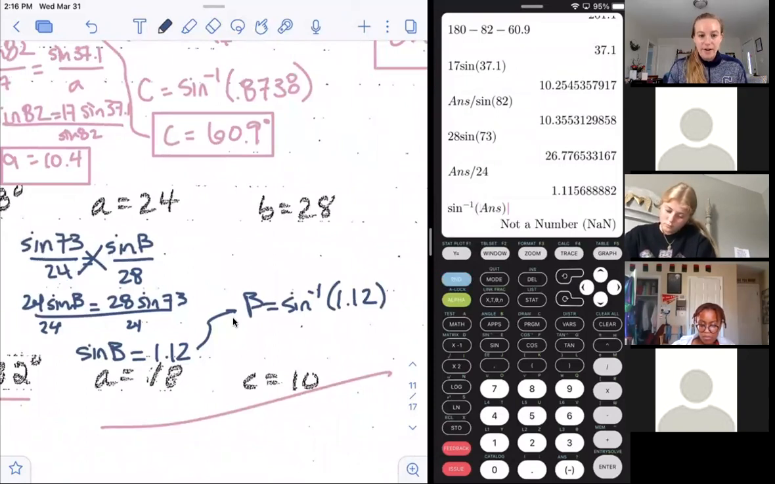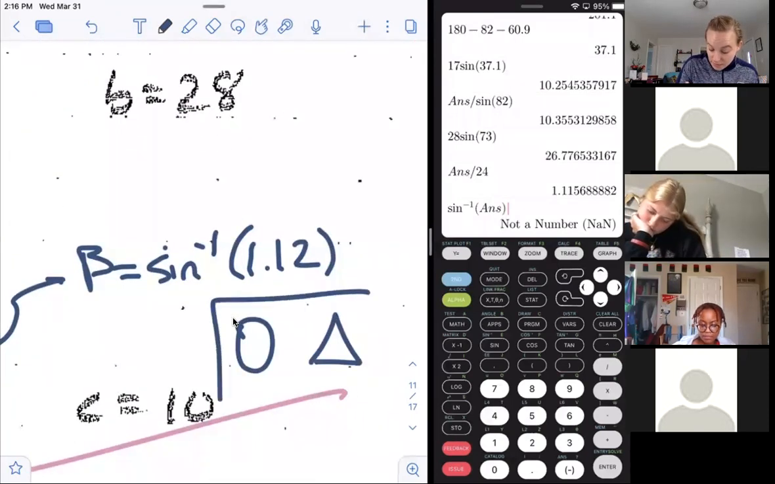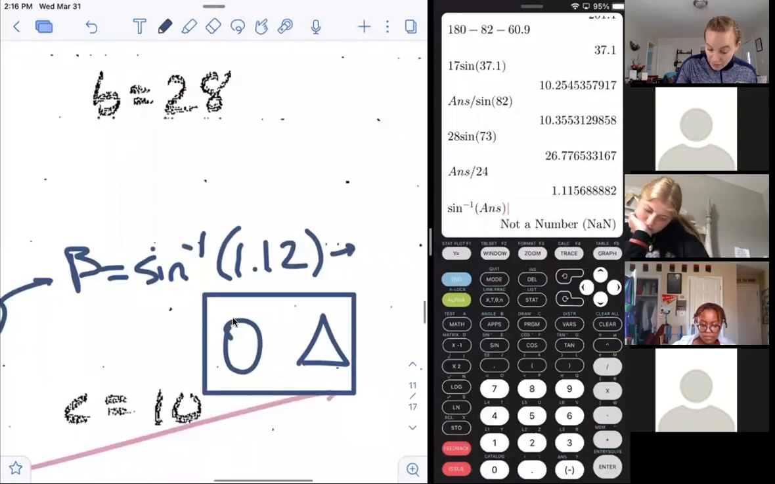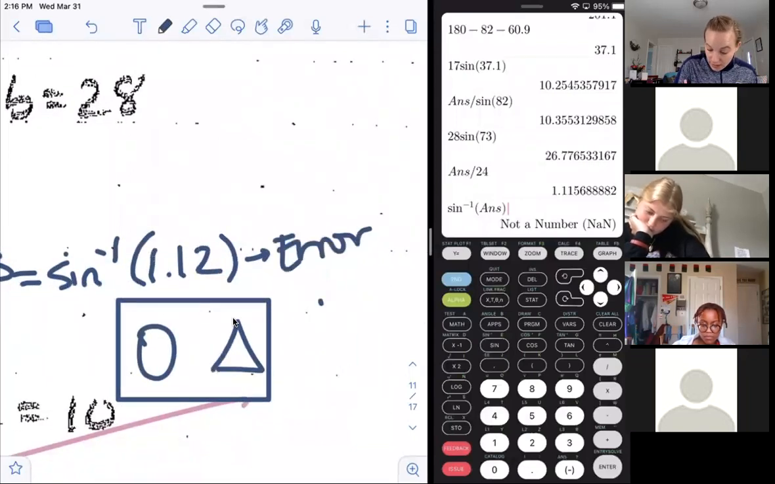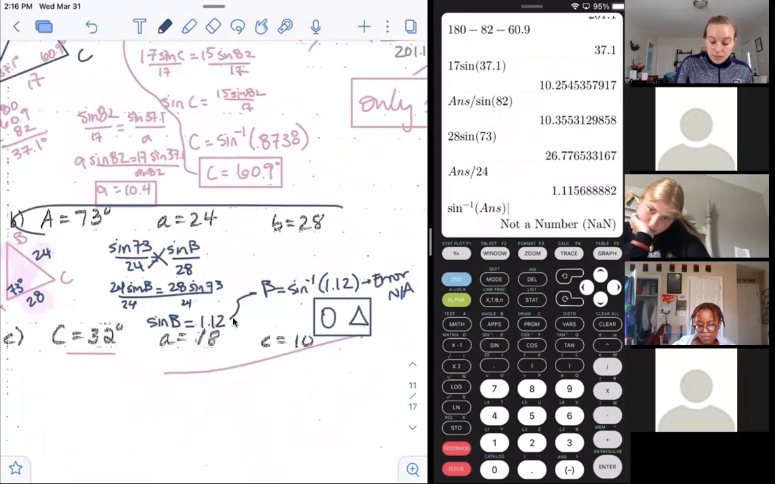Ooh, did anybody else get an error? Did you get a problem on your calculator? Because I did. My calculator says not a number. I don't know what your error message looks like, but you probably got like your calculator flipped out and it's like, wait a second, this can't happen. When that happens, that's okay. That means that we have no triangles. There are 0 triangles here. If you get an error or a doesn't exist or something like that, that means that there's no way for this set of numbers to make a triangle.